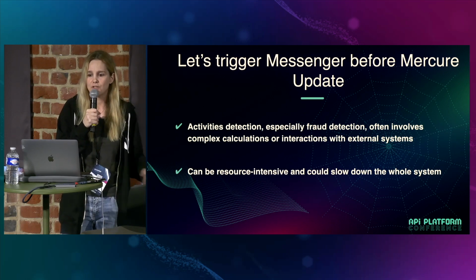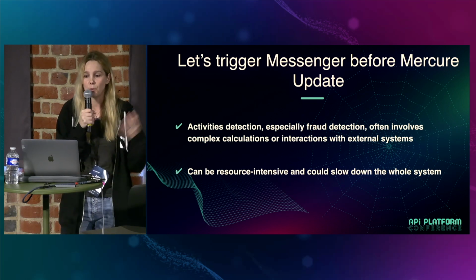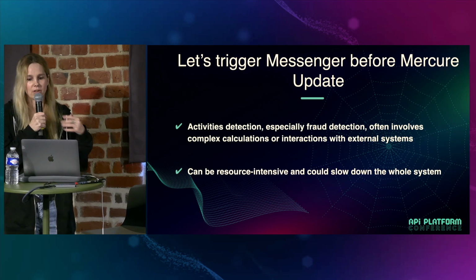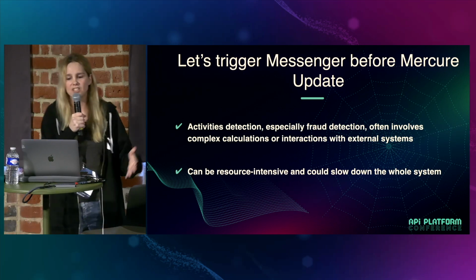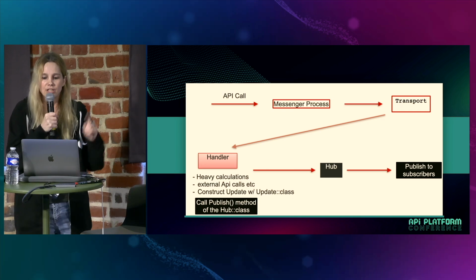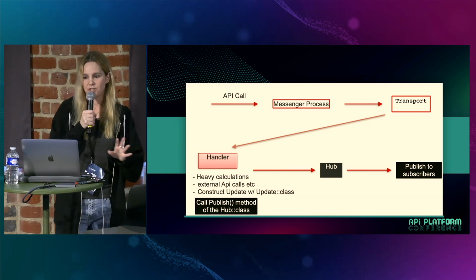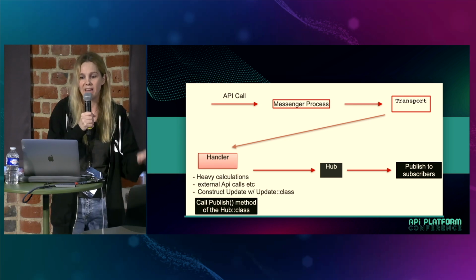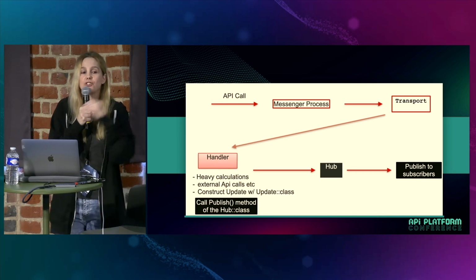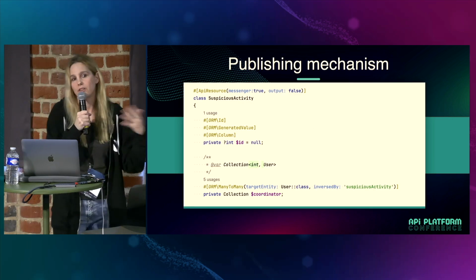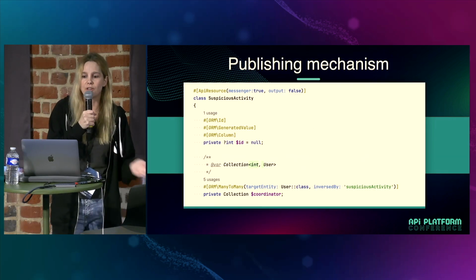So instead of just using Mercure directly for real-time updates, a more sophisticated approach will be to leverage the Messenger component directly instead of the Mercure one. So, when a suspicious activity is detected, instead of immediately publishing an update, we push a message into a queue using Messenger. Just like the Mercure option, there is also a Messenger option.